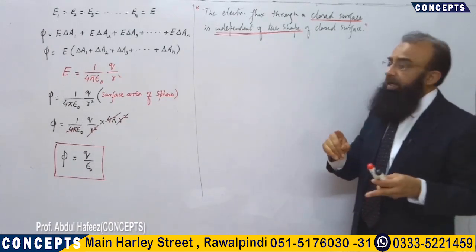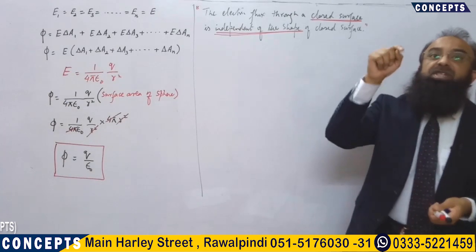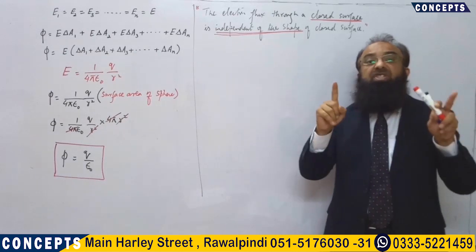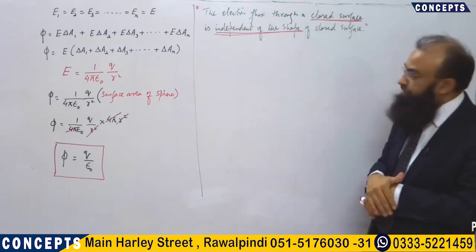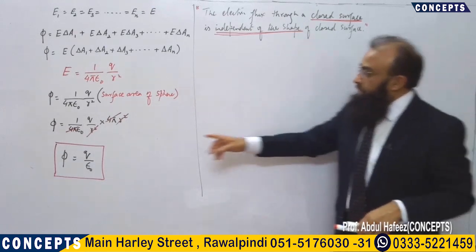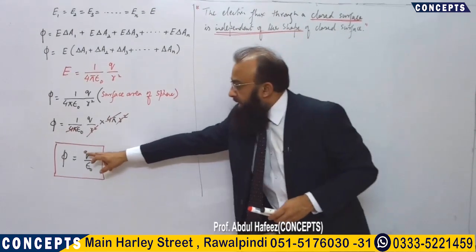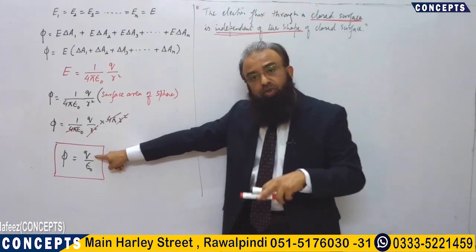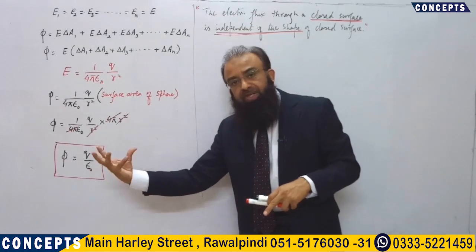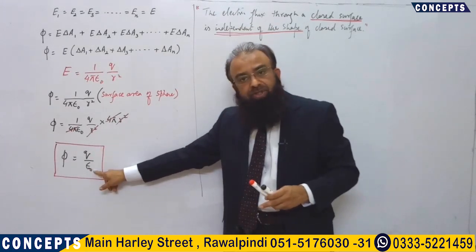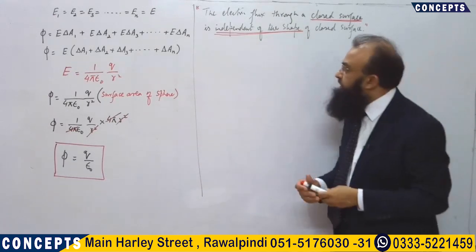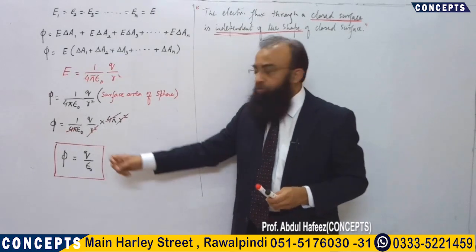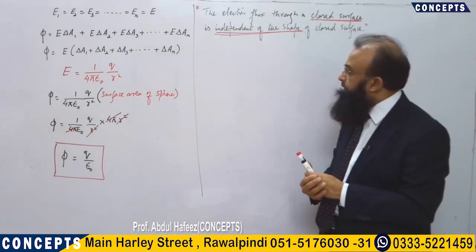Remember that if it is an open surface, then electric flux depends upon the shape of the open surface. But in case of a closed surface, electric flux does not depend upon the shape of the closed surface. So from this formula, we see that electric flux through a closed surface depends upon the amount of the charge enclosed by that surface and the medium inside that closed surface, that is epsilon naught in this case. So this is the result for the electric flux due to a point charge through a closed surface.